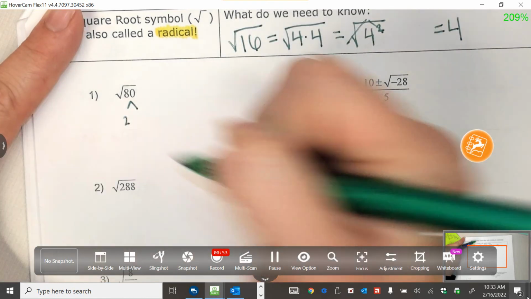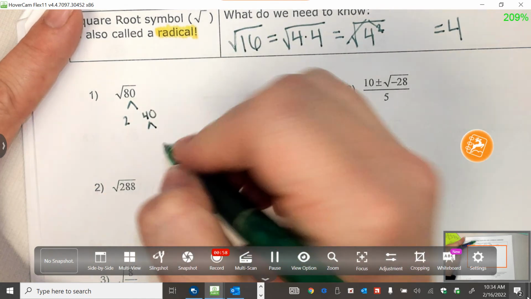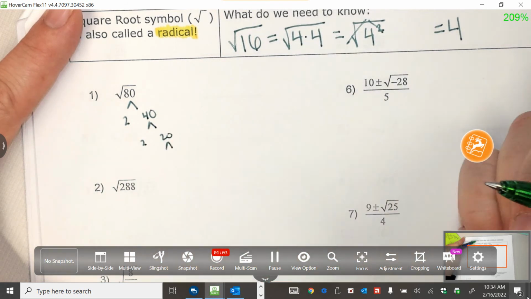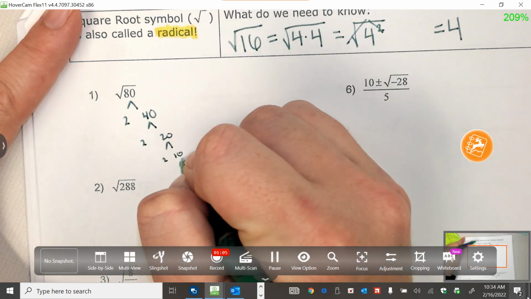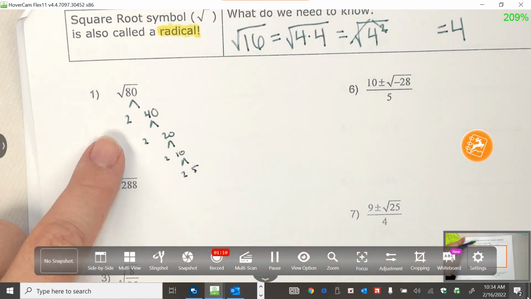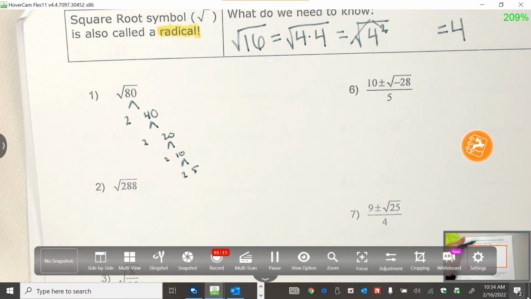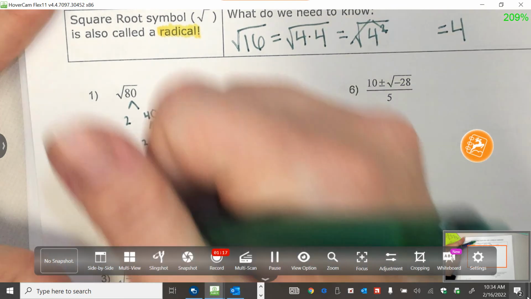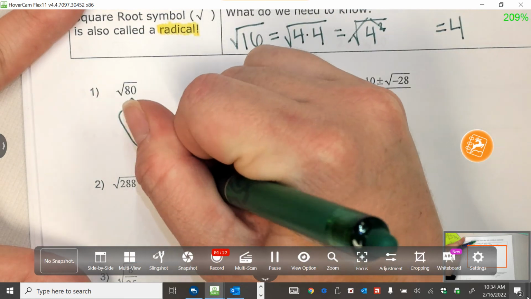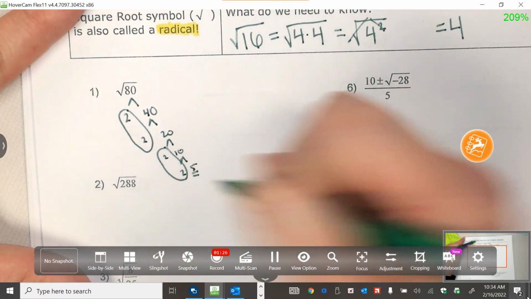So does 2 go into 80? 40 times. Does 2 go into 40? 20 times. Does 2 go into 20? 10 times. Does 2 go into 10? 5 times. Now, do you see how all of these numbers are prime? That means I'm done. That's as factored as we can get 80. So anything that has a pair, 2 has a pair, 2 has another pair. Does this 5 have a pair? No, so this is our leftover.